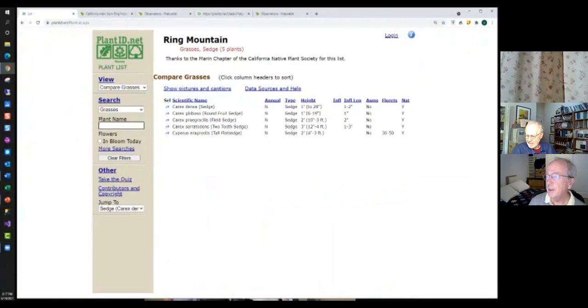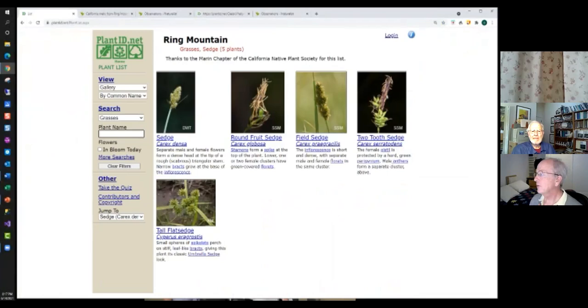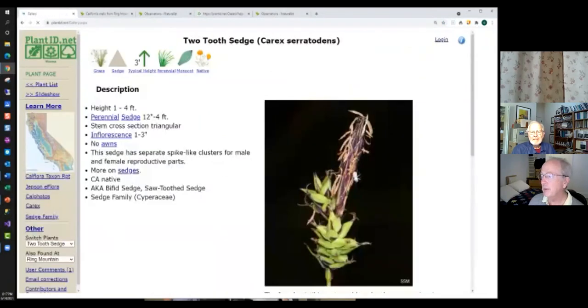And we were in the gallery. Well, one of my favorite sedges is the two-tooth sedge, this one over here. And I'll click on it and we'll drill down to the plant page. So anytime you are in a results set and you click on the plant or its plant name, you'll get to the plant page. This sedge has separate spike-like clusters for male and female reproductive parts.